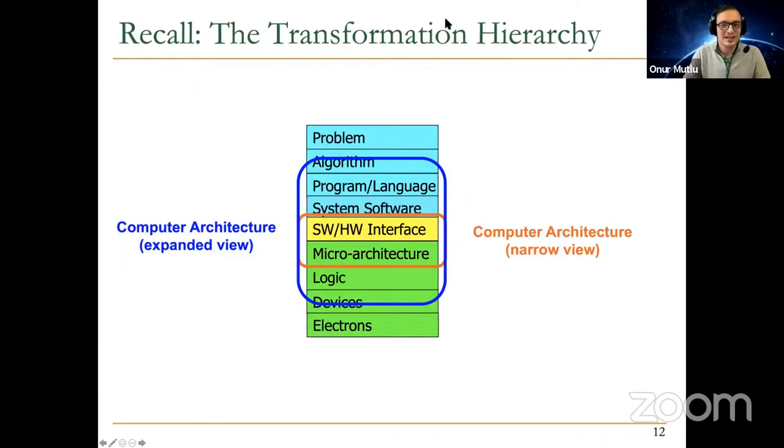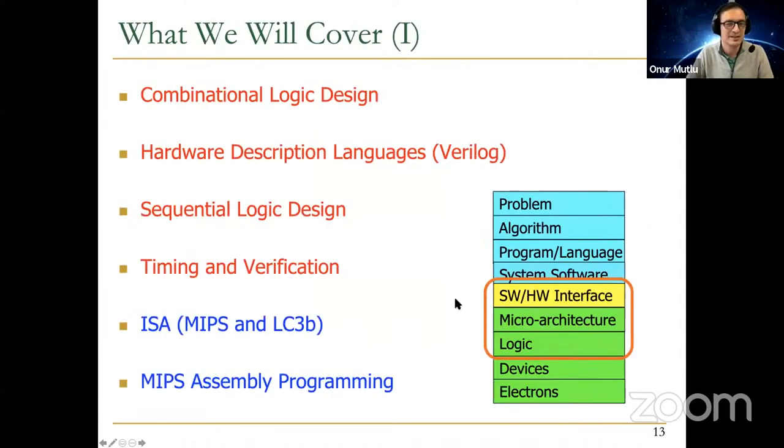Okay, so recall the transformation hierarchy. We're going to focus a lot on the narrow view to begin with, but we're going to expand over time in this course. Now, let me give you an overview of what we're going to start with and how we'll build up. Today, we're going to start with the transistor as the basic building block and then talk about combinational logic design, which is really this area over here. And then we're going to talk about sequential logic, hardware description languages, timing and verification. That'll be the logic part of what we're going to cover.